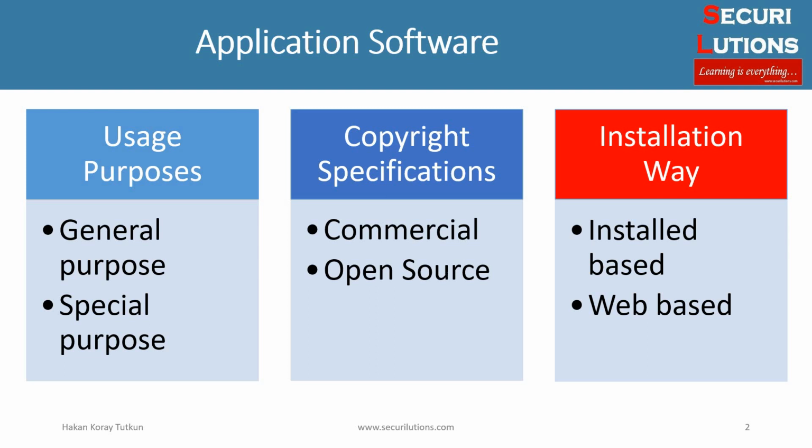Application software according to copyright specifications: open source software and commercial application software. We talked about what open source is, but let's have a brief summary. Open source software is software with source code that anyone can modify, change, or develop for their specific requirements. Open source software code is published openly for the general public, and the source code is open for all. It continues to work with donations and by providing consultancy services, but not by selling licenses.